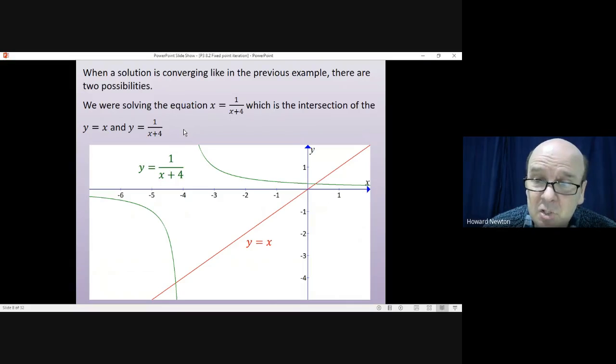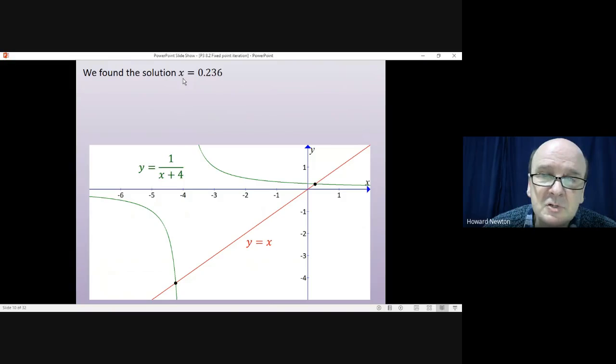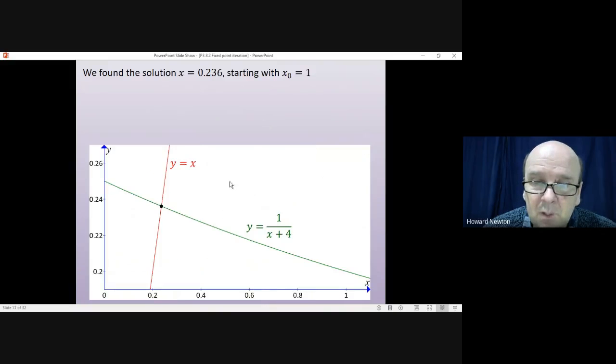Now, there are actually 2 intersection points for the curve and the straight line. There's one here, and there's one down here. The one that we found was the solution x equals 0.236, which will be this solution up here on the right-hand side. Now, we need to look at this a little bit more accurately. So we're going to magnify this part of the graph around the solution, and you get something like that.